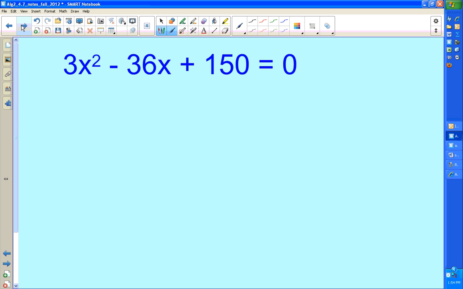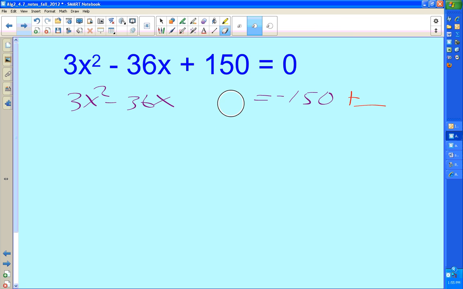Now I'm going to take you through the steps. I'll say the steps out loud for you. Step number 1 is to put this in standard form equal to 0, and it's already there. Step number 2 is to get rid of the 150. Notice how I leave a little space between the 36x and the equals. I do that because I know that I'm going to be putting a plus blank here eventually. I'm not doing it now, but I'm getting ready to leave room for that.